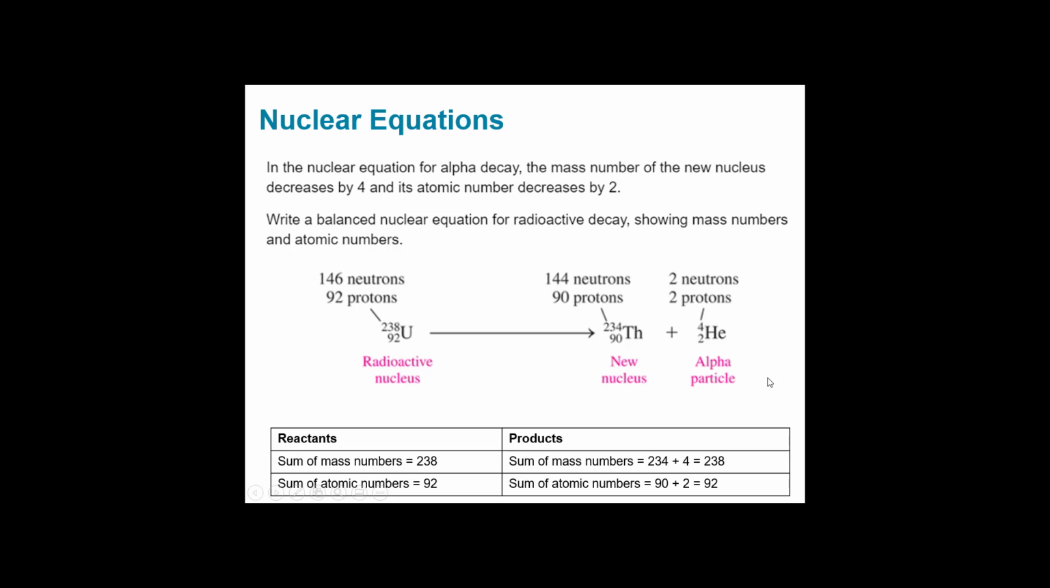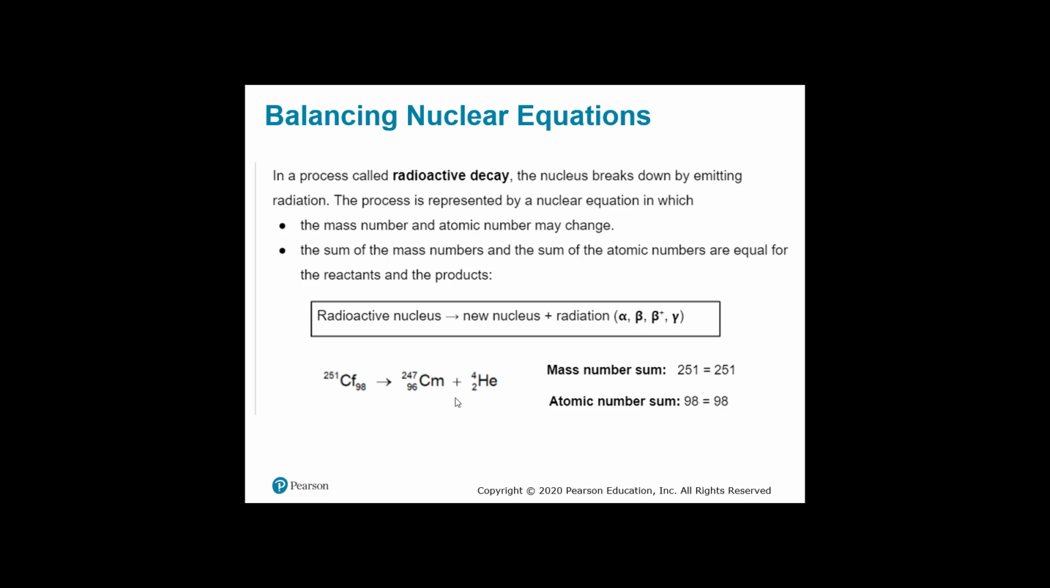Alpha particles are the easiest ones to understand, so that's why they're introduced first. They're also the big behemoth giant out of all of these. But this is exactly what a balancing equation looks like. Whatever you have on this side has to be balanced on this side. So with helium, the alpha particle, it is a nucleus. The mass number decreases by 4 always, and the atomic number decreases by 2.